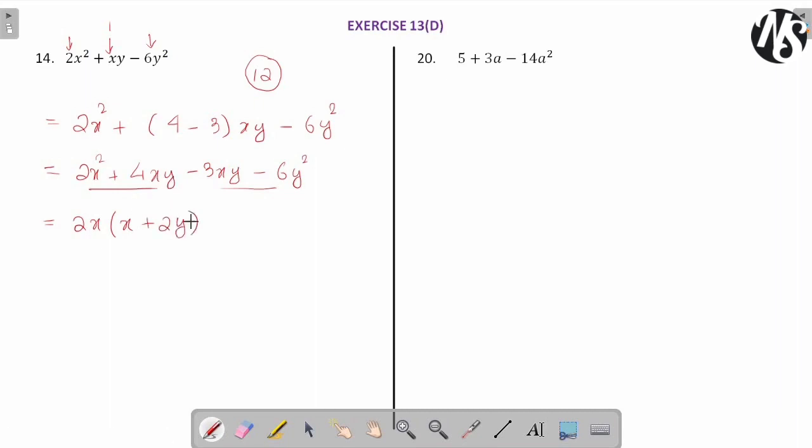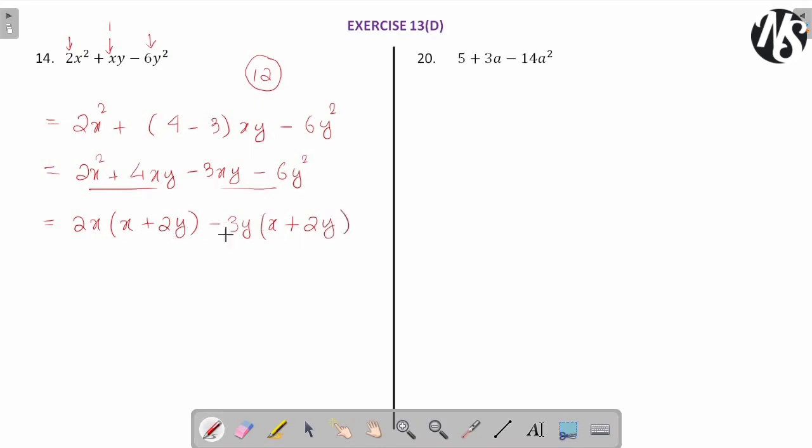Okay, now among these two I see minus 3y is common, so 3 and y are gone, so only x is left. Minus is common, means this minus becomes plus. Okay, now out of 6, 3 is gone, means only 2 is left, and out of y square, y is gone, means only y is left.